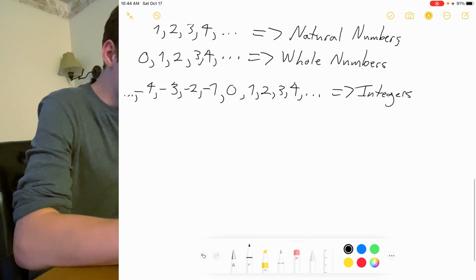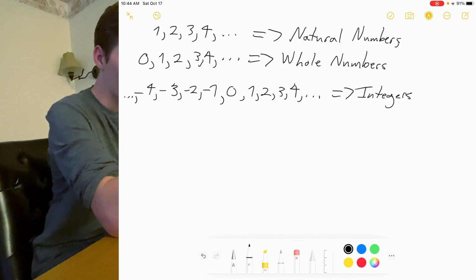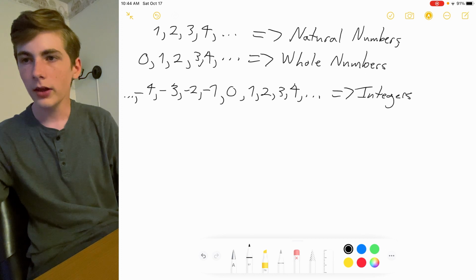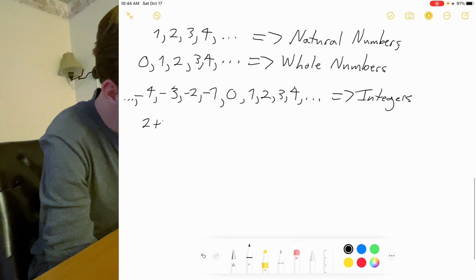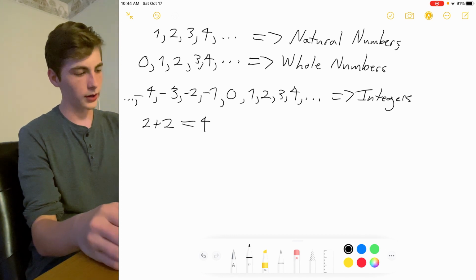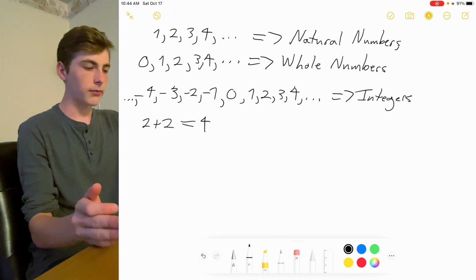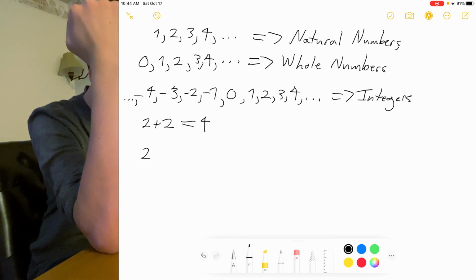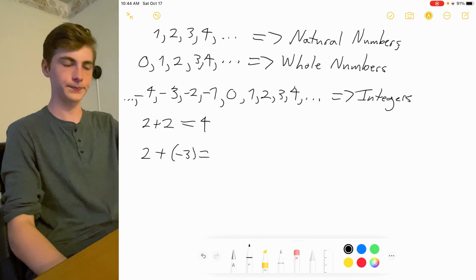Now, when we're adding and subtracting integers, we have to worry both about the positive numbers and also the negative numbers. We're probably familiar with 2 plus 2. We're adding two positive numbers, and 2 plus 2 is going to equal 4. That's how we add positive numbers. Now, the question is, what if we added 2 plus negative 3? Well, what's that going to be?